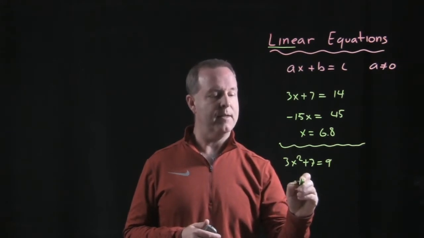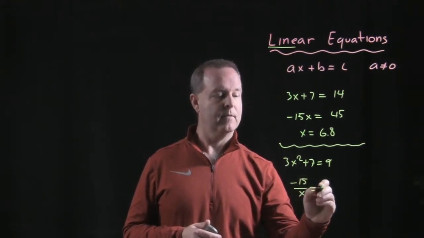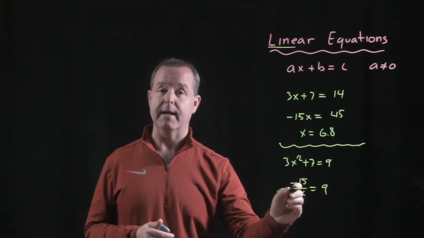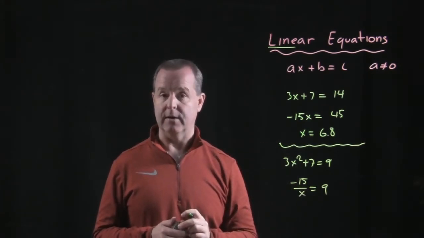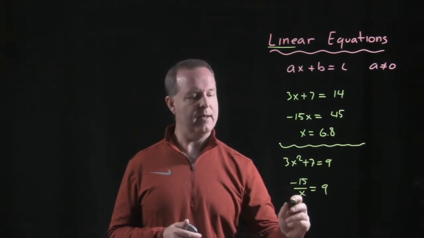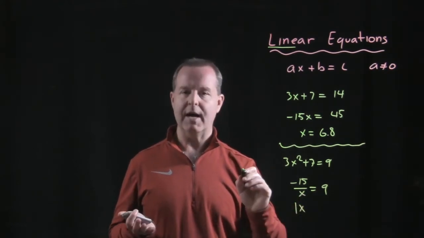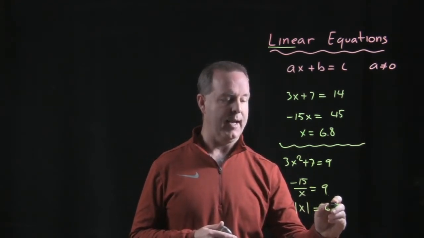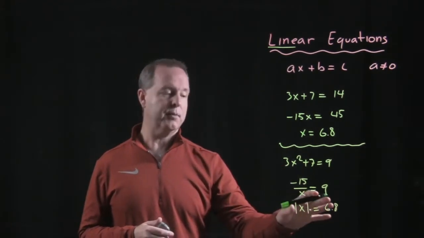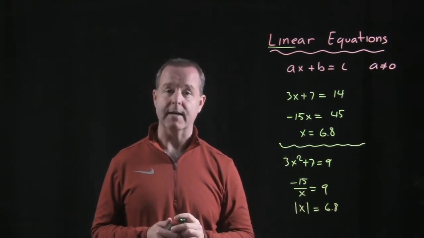Maybe we're going to get something like a fraction with a variable in it. We call that a rational expression. That's also a non-linear expression. And then there are lots of others, but maybe something like the absolute value of x equals 6.8. That also produces something that we call a nonlinear equation.